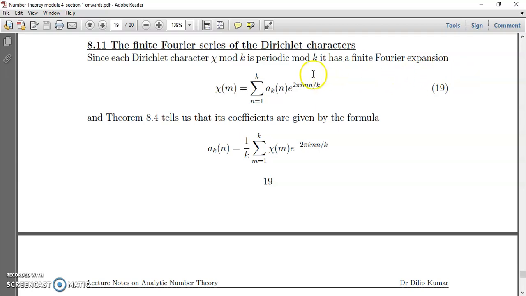It has a Fourier series expansion chi of m equal to sigma n equal to 1 to k a_k of n e raised to 2 pi i m n by k. And we have studied in theorem 8.4 that its coefficient is given by a_k of n is equal to 1 by k sigma m equal to 1 to k chi of m e raised to minus 2 pi i m n by k. This is what we have studied earlier on the Dirichlet character chi mod k.